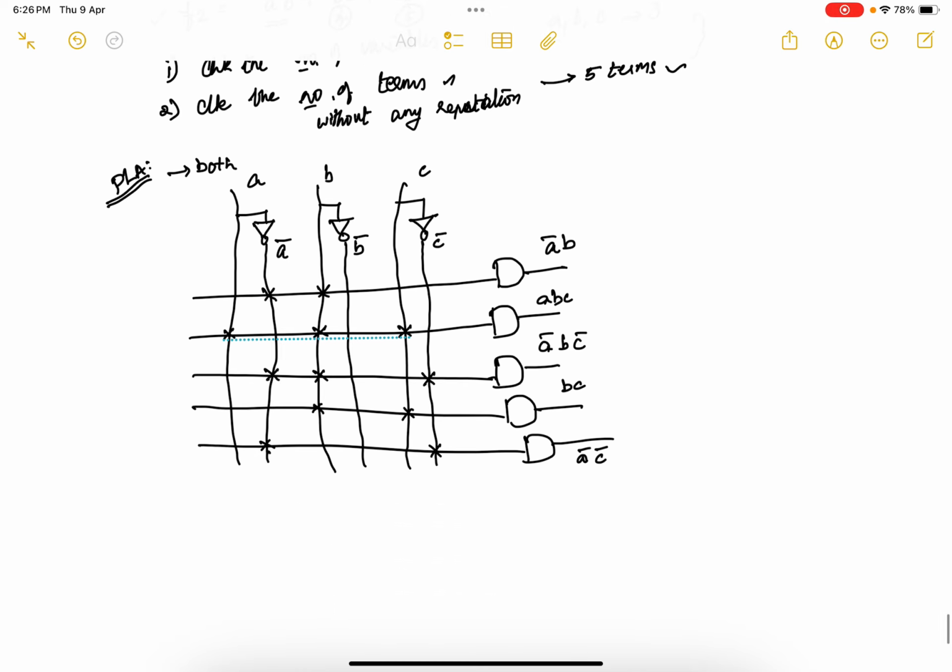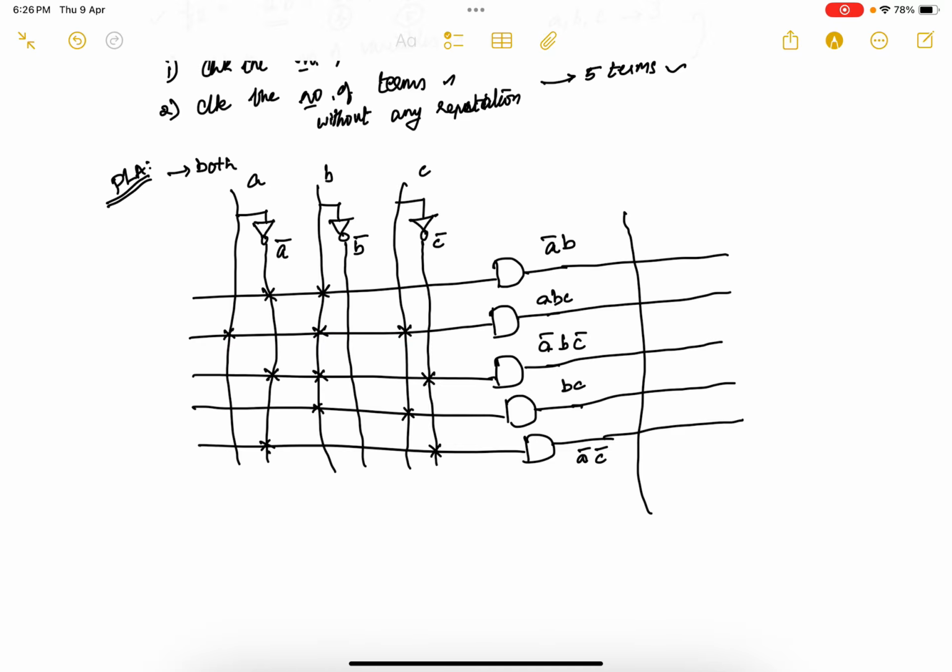So what we are doing? Once again I am going to extend this line, and I am making 2 vertical lines. One is connected to one OR gate which is your F1 and another is connected to another OR gate that is F2. So 2 OR gates are now getting connected.